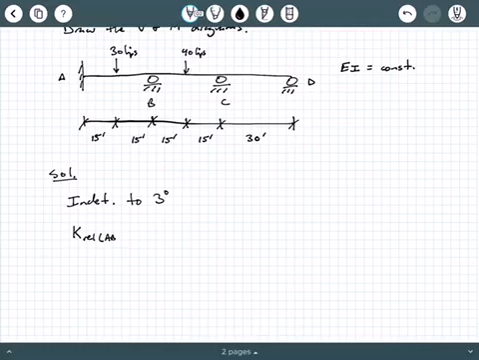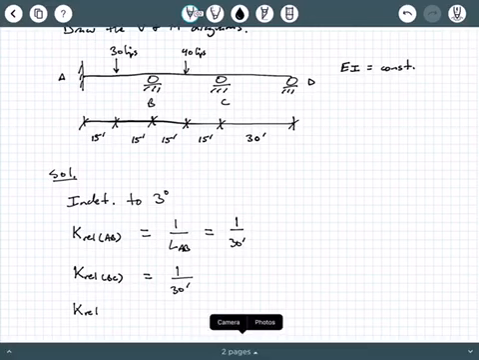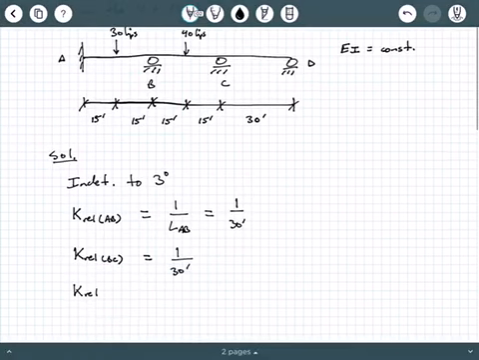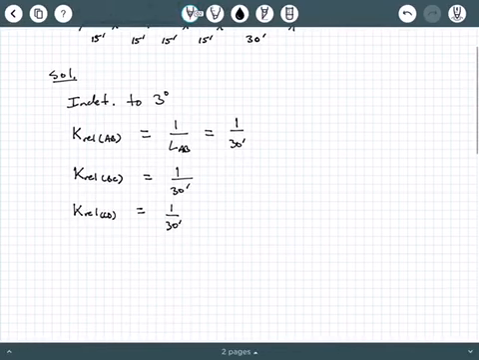So I'm going to say K rel AB is 1 over the length of AB, and of course, that would just be 1 over 30 feet. And then similarly, K rel BC is also 1 over 30 feet. And then K rel CD is also 1 over 30 feet. All the spans are 30 feet long.